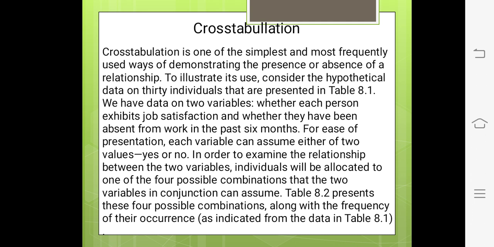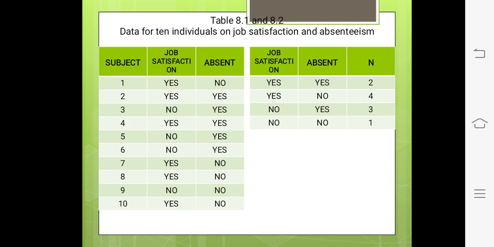In order to examine the relationship between the two variables, individuals will be allocated to one of the four possible combinations that the two variables in conjunction can assume. Table 8.2 presents these four possible combinations along with the frequency of their occurrence. You can see Table 8.1 and 8.2.